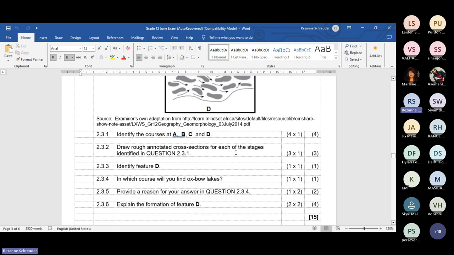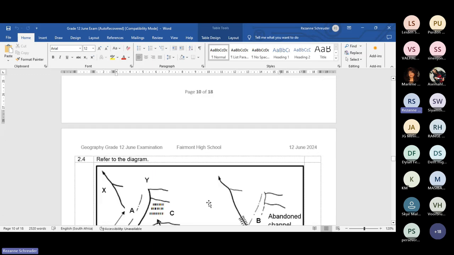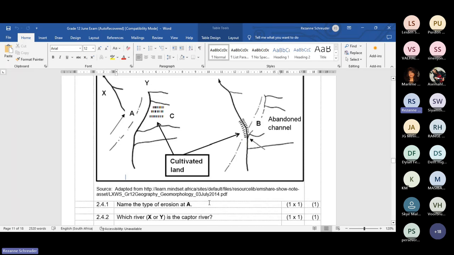All right. In which course will you find Oxbow Lakes? Just to direct them, provide a reason for your answer. So can you see that if your answer in question 2.3.4 was upper course and you provide a reason, it would be wrong because these questions are linked. Also identify feature D, and let's say they said feature D is turbulent flow, they're going to have a little bit of an issue when they have to explain the formation. So these 15 marks were put under the middle order and higher order because it required them to analyze, evaluate, and apply their knowledge a lot more. All right. Then if we move along to this one, I'm not going to spend too much time on this, as later on in the slides, we will do river capture.